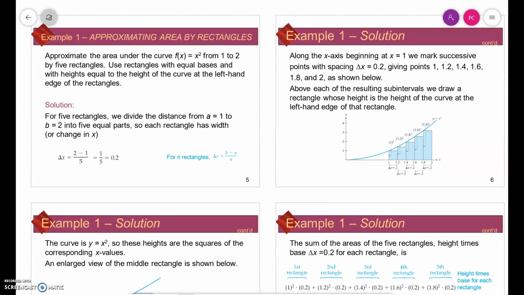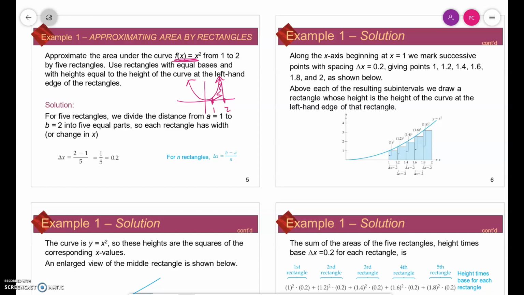So let's approximate the area under the curve f of x equals x squared from 1 to 2 by 5 rectangles. We're going to use rectangles with equal bases and heights equal to the height of the curve at the left-hand edge of the rectangles. We're taking this curve, f of x equals x squared. If you recall from algebra, that's a parabola. But we're only going to go from 1 to 2, so this area here, not the whole area, just part of it.